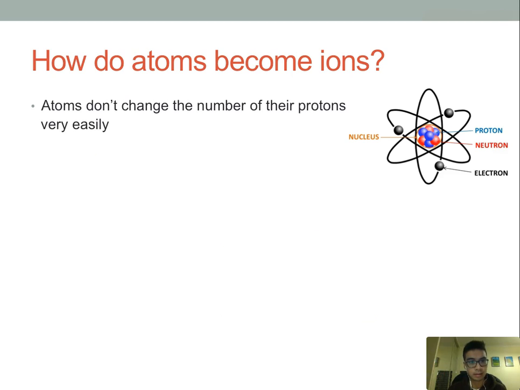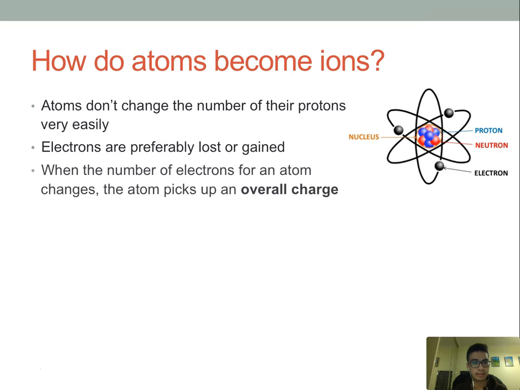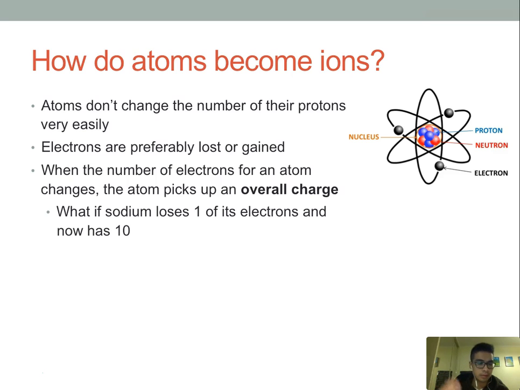Right. So because atoms don't change the number of their protons very easily, it is the electrons that are preferably lost or gained. And when the number of electrons for an atom changes, the atom actually picks up an overall charge. So there's an imbalance between the number of protons, the positive charge, and the number of electrons, the negative charge. So what if sodium loses one of its electrons and now has 10 electrons?